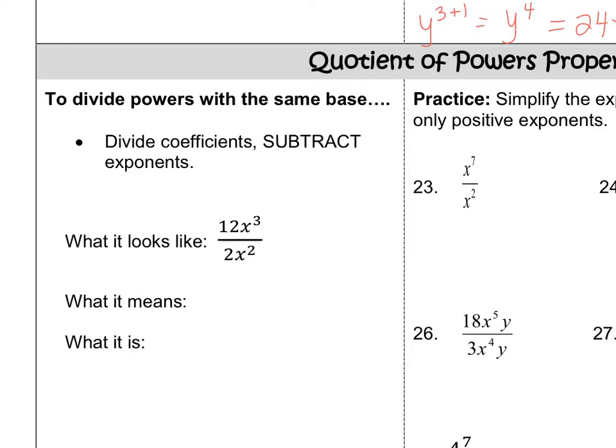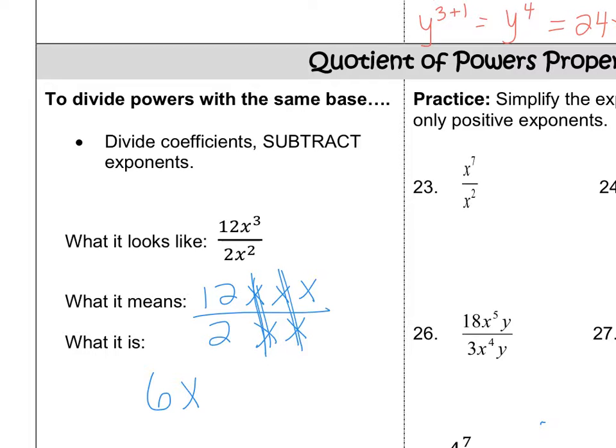What we've got here is 12 x times x times x, that's 12x to the third, over 2x times x. So our coefficients, nothing's changed. 12 divided by 2 is 6. Then we start thinking about division. We're really canceling out. Anything divided by itself is just a 1. So the x on top and the x on bottom cancel out, really just leaving us with 1x. So our answer is 6x.